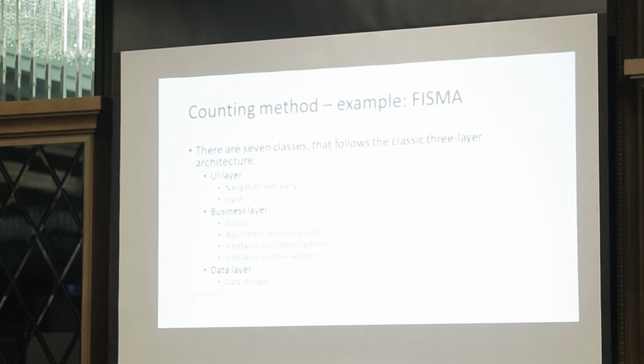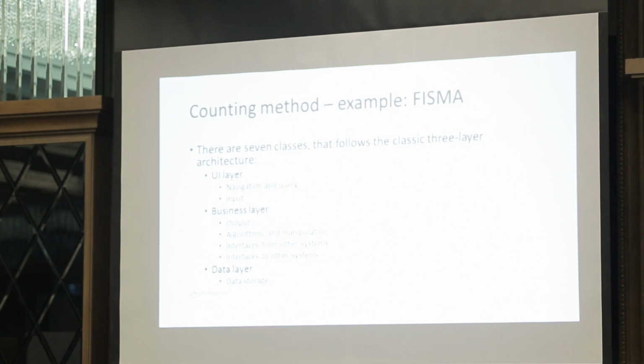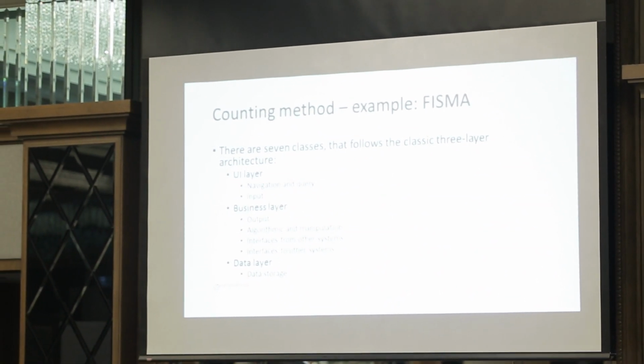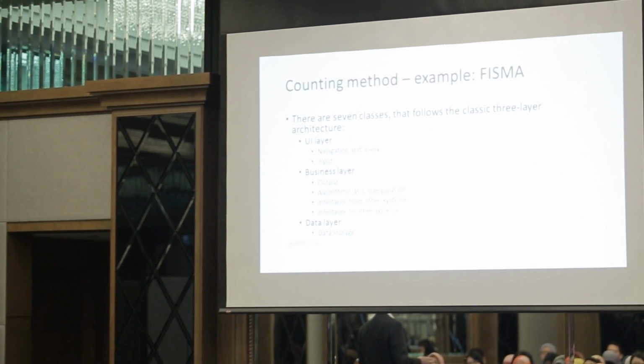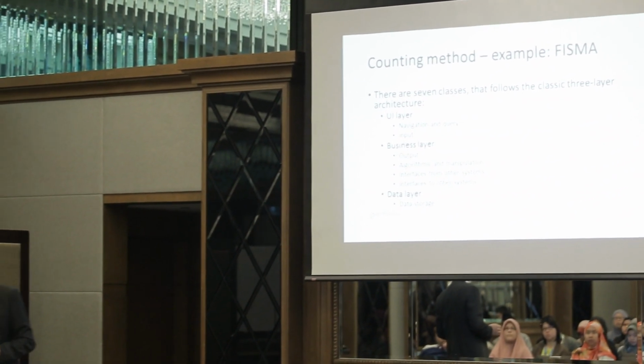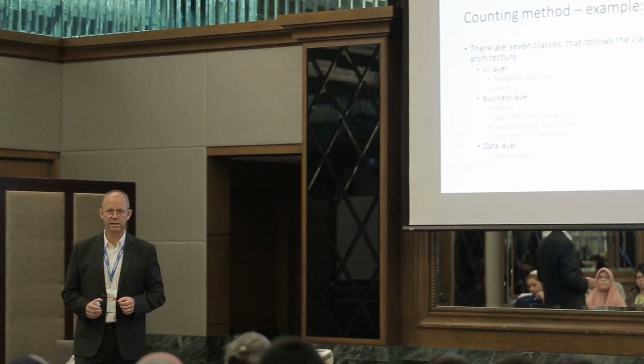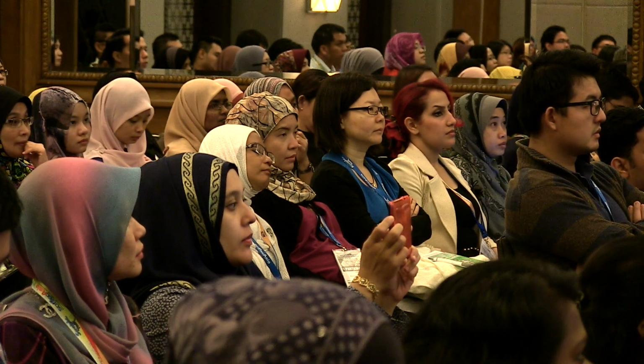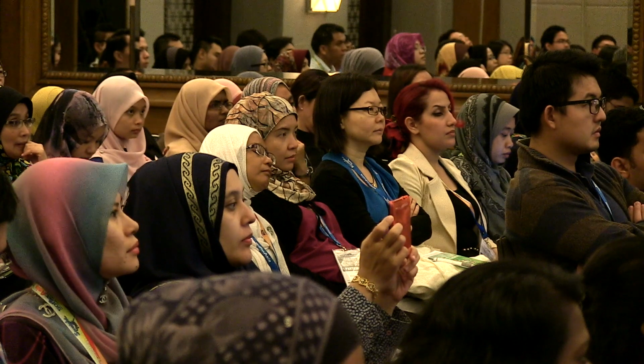So, for an example, let's look at FiSMA now. I just mentioned it just before. Basically, what you're looking at is 7 base functional classes, and they follow the classical 3-layer architecture. You have the UI, including the navigation and the query. You have the input. Then on the business layer, you have the output, the algorithm and manipulations, the interfaces from other systems and interfaces to other systems. And then we have the data layer, the data storage. These are the 7 classes that we're looking at.